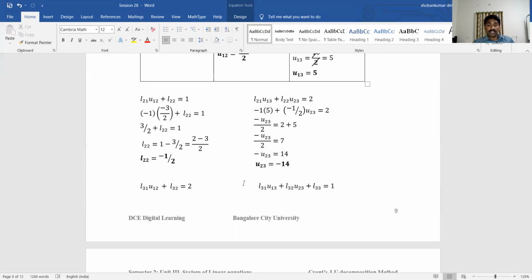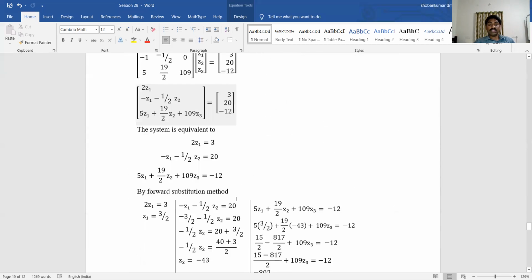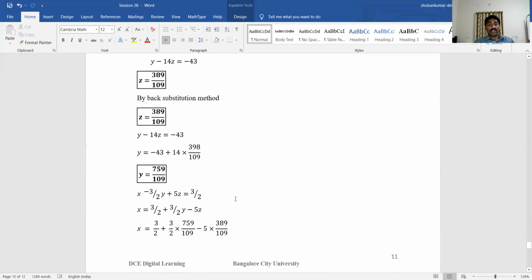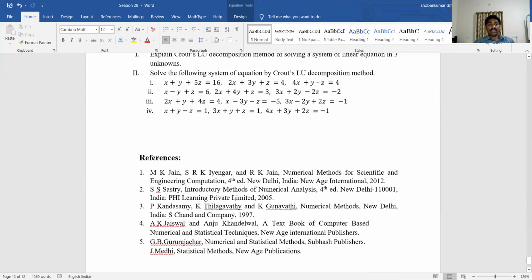It is very simple, and here a number of exercises are there. Do them yourself and go through the references.